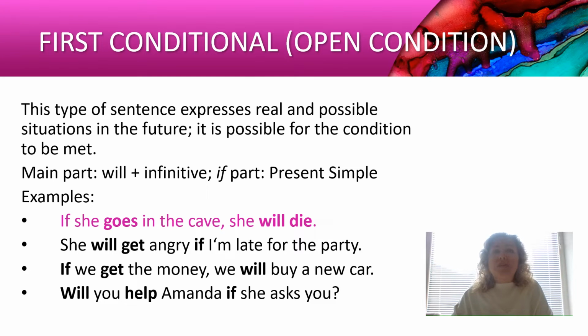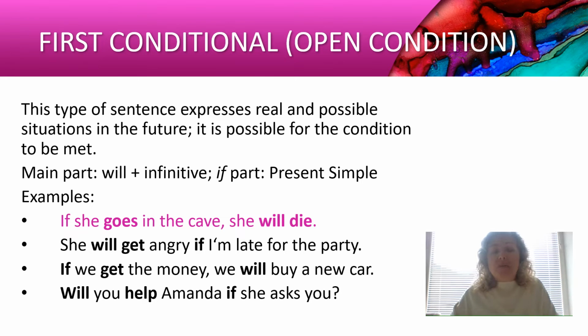So the main part is, of course, some type of future tense. Will future, going to future, if you are really certain that this will happen, and the if part is in present. So for example, you are playing the game at the moment, you are talking with your friend, and the friend says, oh, why don't you let her go in the cave? Why don't you let her go and take a look in the cave? I will say in this case, no, if she goes in the cave, she will die. I know that this will happen. So I am talking about the future, predicting what will happen.